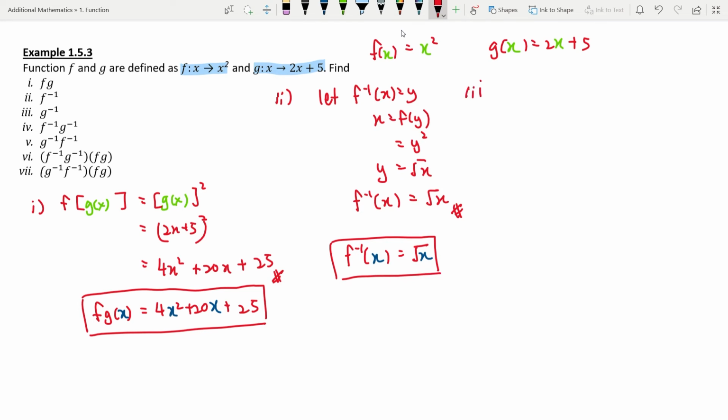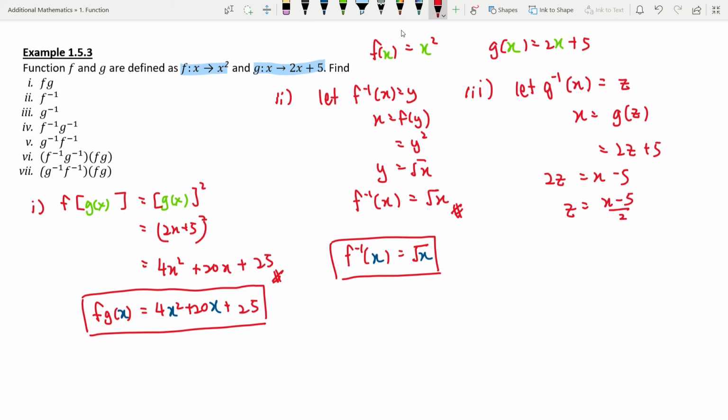For the third one, we are asked to find the inverse function of g. We let the inverse function of gx equal to z. X equal to g of z. Substitute the z into the function g. We have 2z plus 5. Make z the subject. 2z equal to x minus 5. Z equal to x minus 5 over 2. And hence, inverse function of g is equal to x minus 5 over 2.